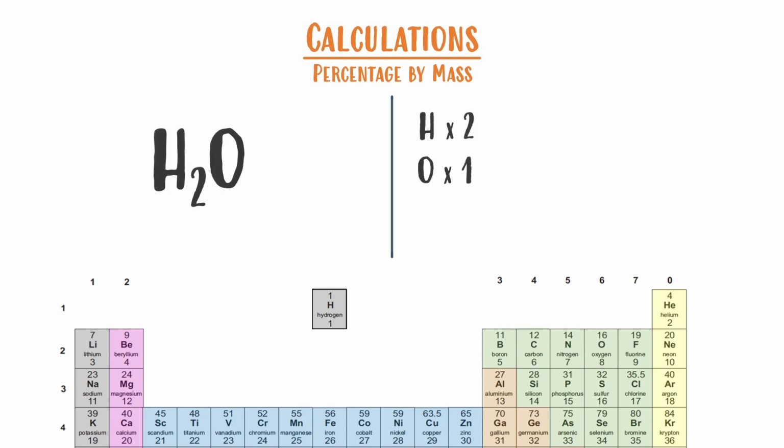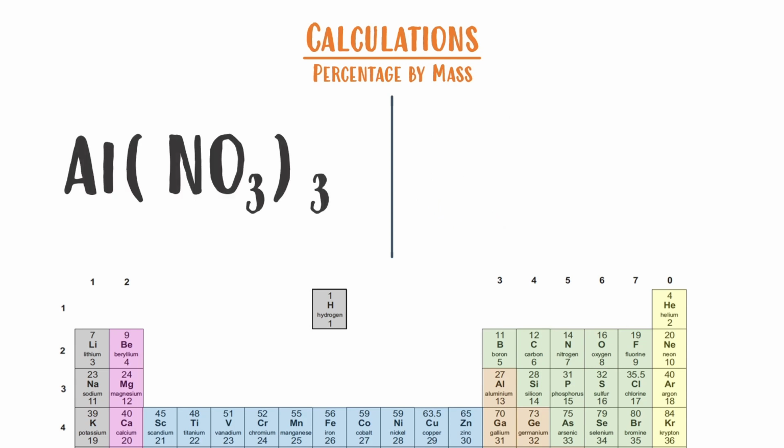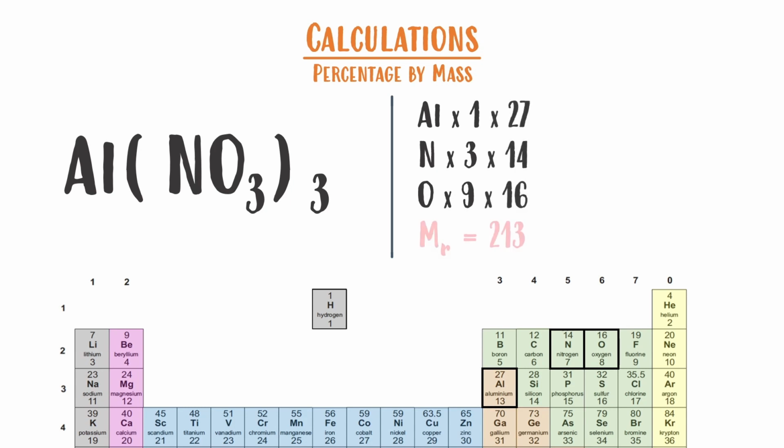And then here's one more example. Water. We have 2 hydrogens, 1 oxygen. And again, we multiply by the individual mass numbers to give us an MR of 18. Now this is as complicated as it gets. Aluminium nitrate. And again, we need to know what each of these little numbers mean and how to use them. So for this particular example, we have 1 aluminium, 3 nitrogens and 9 oxygens. And again, we multiply by the individual mass numbers to get an MR of 213.